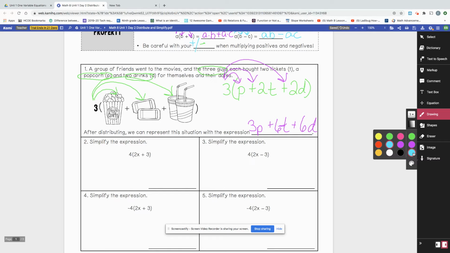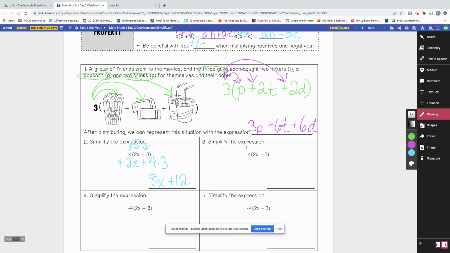So let's go on and look at simplifying this expression. 4 is multiplied by 2x, and 4 is multiplied by 3. 4 times 2x, if you want to write it out, plus 4 times 3. 4 times 2x is 8x, or 8 times x, and 4 times 3 is 12.